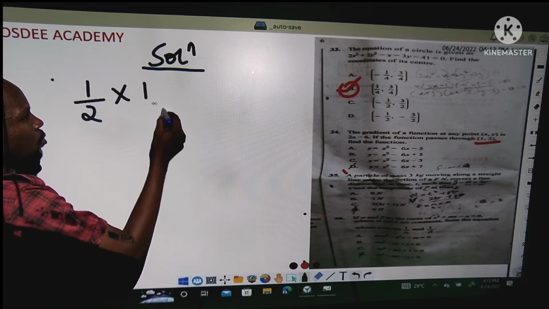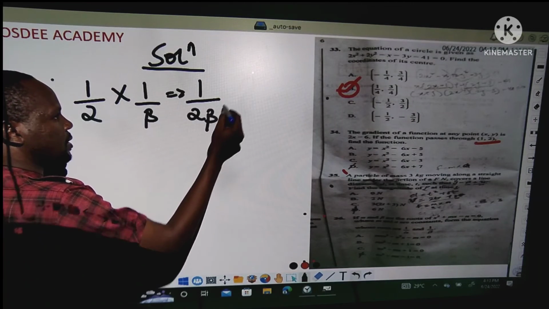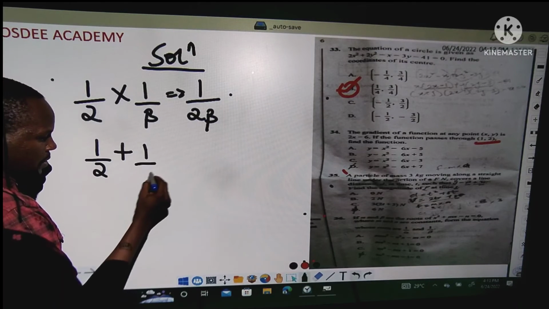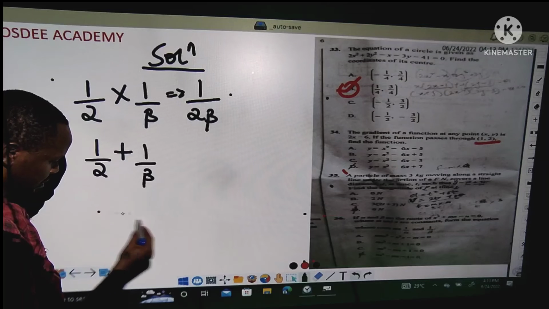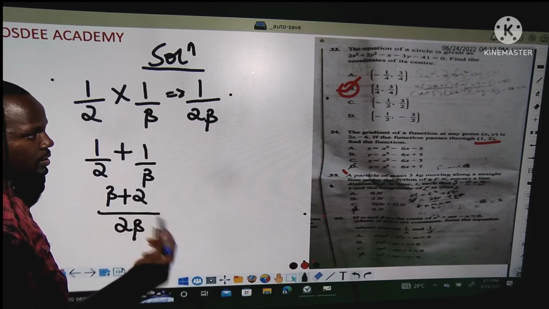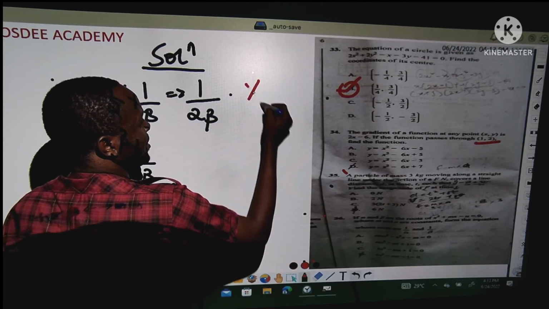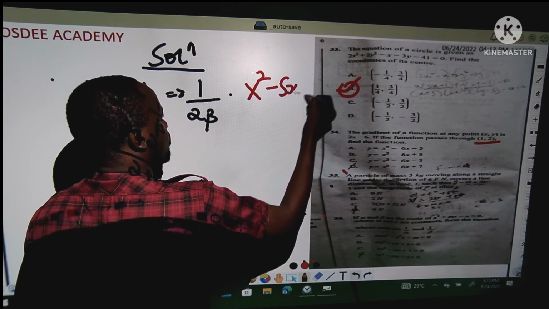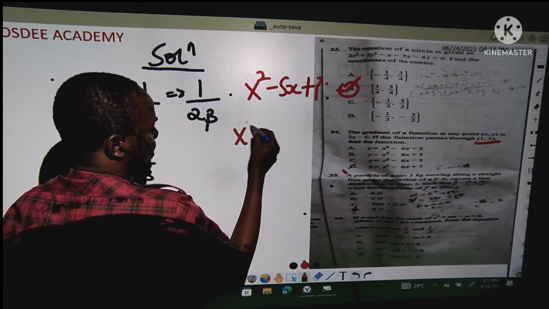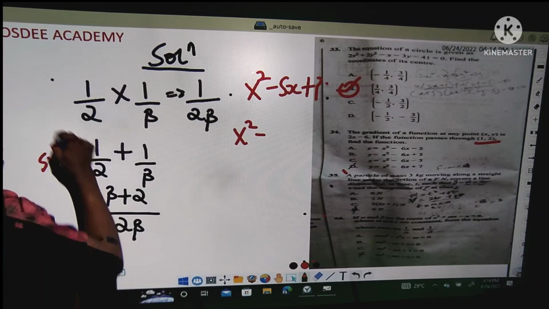The product is 1 over alpha times 1 over beta, which is 1 over alpha beta. The sum is 1 over alpha plus 1 over beta. Going by LCM, that is beta plus alpha over alpha beta. The general quadratic equation is x squared minus the sum plus the product. So this is your sum, and this is your product.